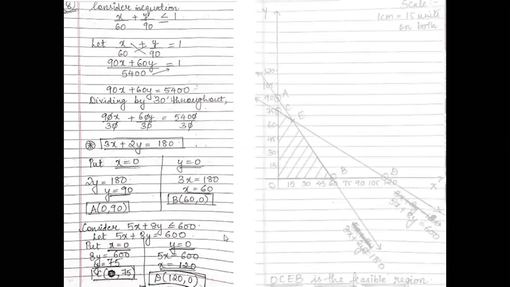So dividing throughout by 30, I got the answer to be 3x plus 2y is equal to 180. After simplifying, the procedure is the same as you know. So there are two inequations. I took them one by one, and after that, as you all can see, I have plotted.